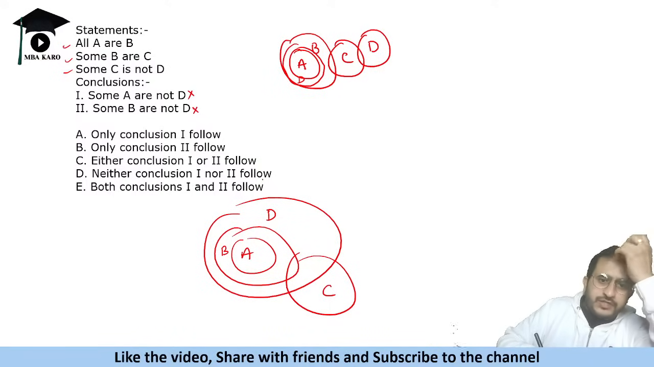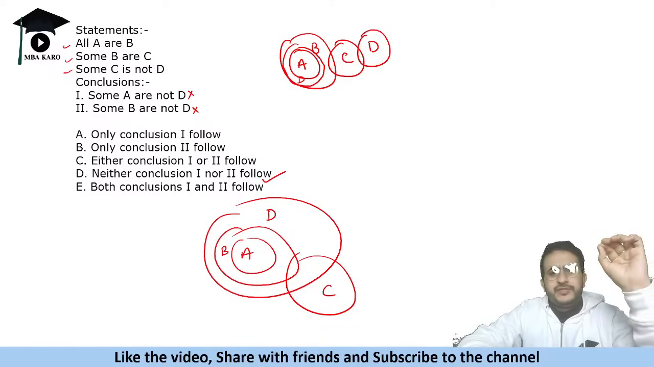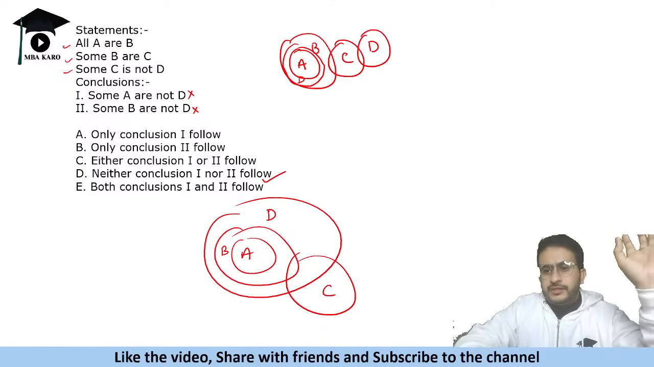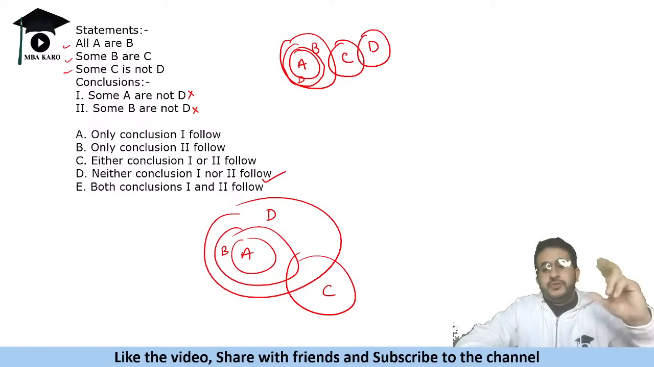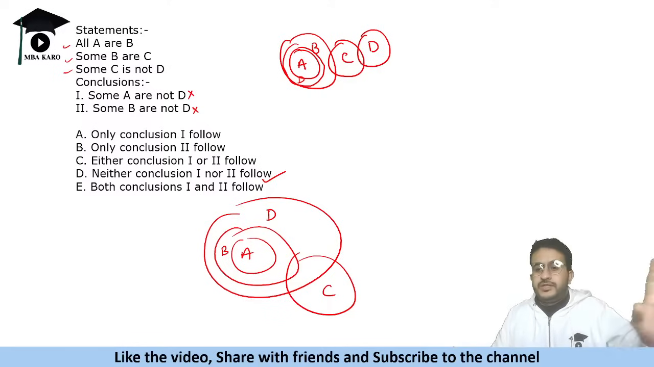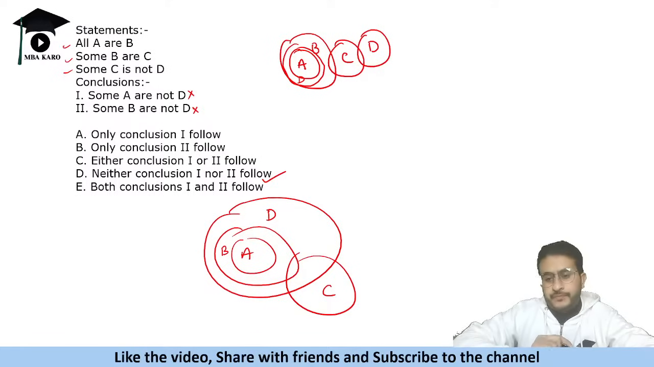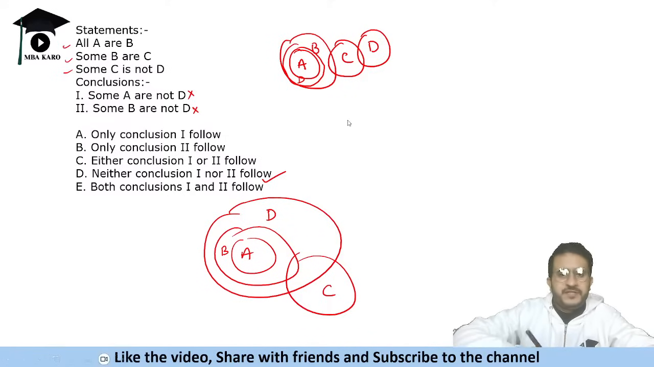So neither conclusion follows. In syllogism, the task is not to make the generic statement. It is to negate the conclusion. If you are not able to negate the conclusion, only then it is a proper conclusion. So neither of the conclusions follows, because we made a special case where we could negate them.